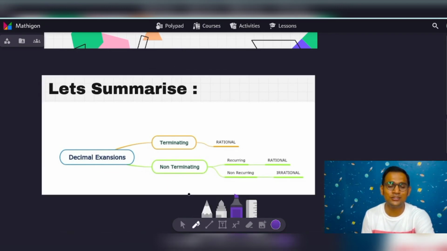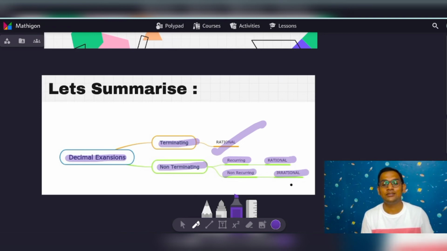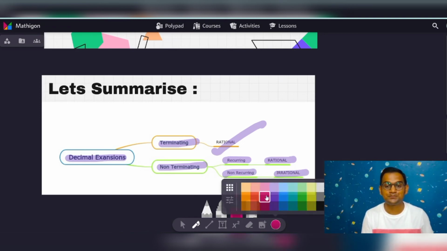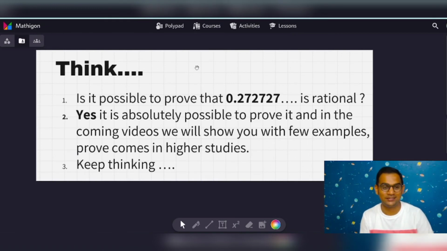Let's summarize this particular topic. If we have a decimal expansion and it is terminating, then it is a rational number. If it is non-terminating, then there are two conditions. Either it will keep on repeating, so it becomes recurring, and if it is recurring, it is a rational number. If it is non-recurring, then it is an irrational number. So what do we observe? We observe that a non-terminating, non-recurring decimal expansion gives us irrational numbers. I hope that makes sense.